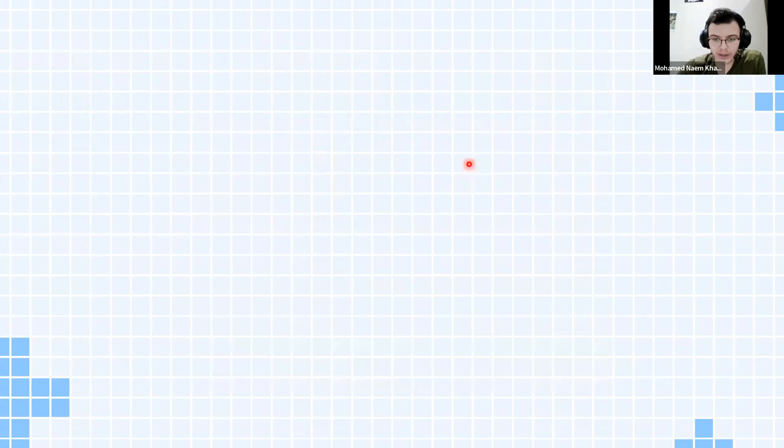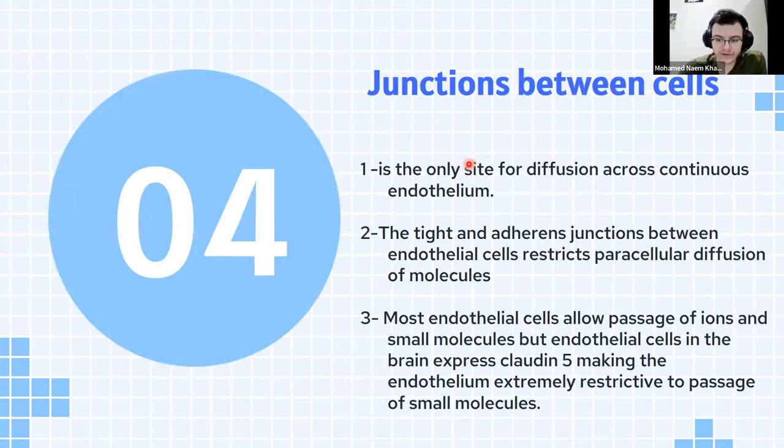So this is what the doctor is trying to say, making the endothelium extremely restrictive. When I'm talking about the brain, I'm talking about the blood-brain barrier. Okay, sorry, I should have said that. I'm too used to neuro. When I'm talking about the brain, I'm talking about the blood-brain barrier, where nothing can come in, nothing can go out.